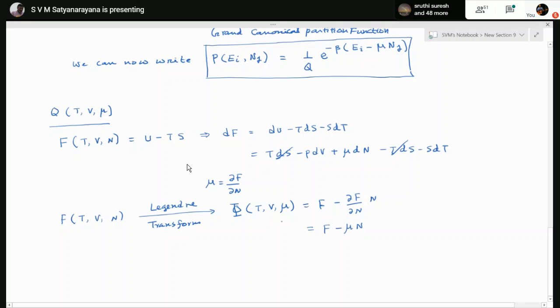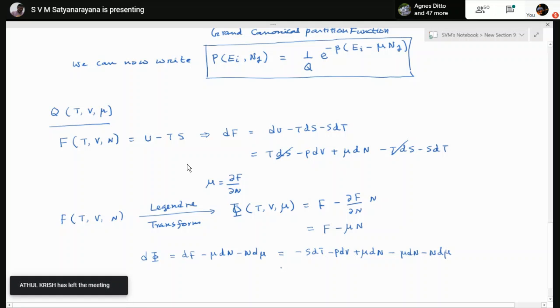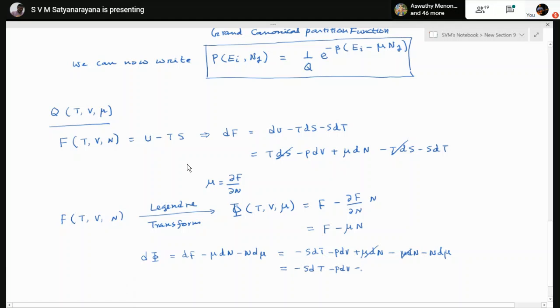Correct. So that means if you are asking what is d phi, it is equal to dF minus mu dN minus N d mu, which is equal to minus SdT minus PdV plus mu dN minus mu dN minus N d mu. I have the mu dN terms cancelling each other. So I have minus SdT minus PdV minus N d mu.